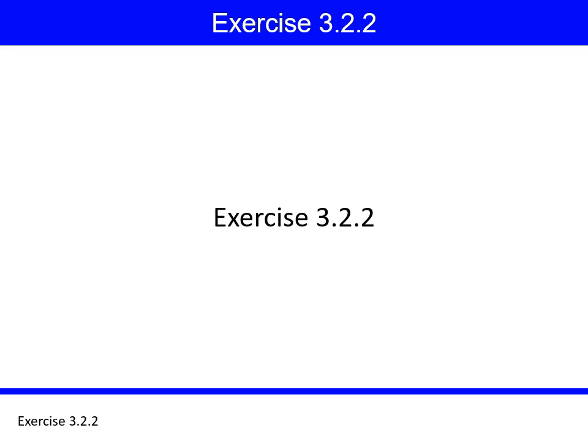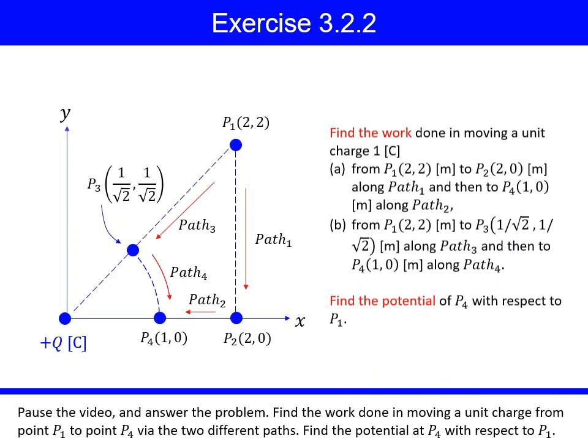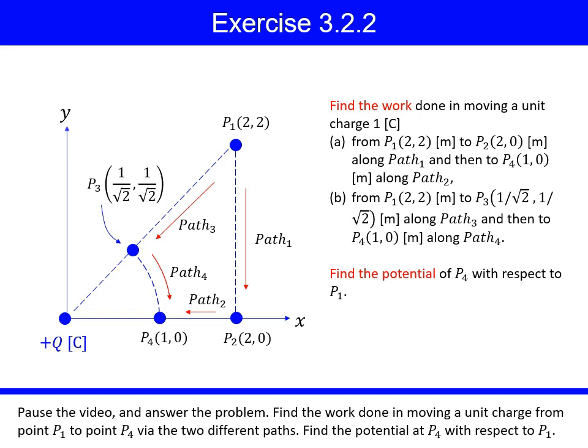Exercise 3.2.2. Pause the video, and answer the problem. Find the work done in moving a unit charge from point P1 to point P4 via the two different paths. Find the potential at P4 with respect to P1.